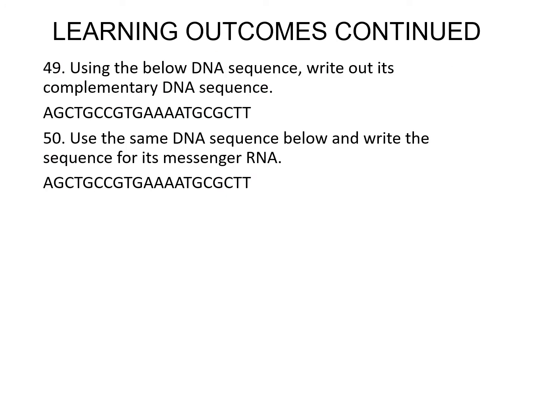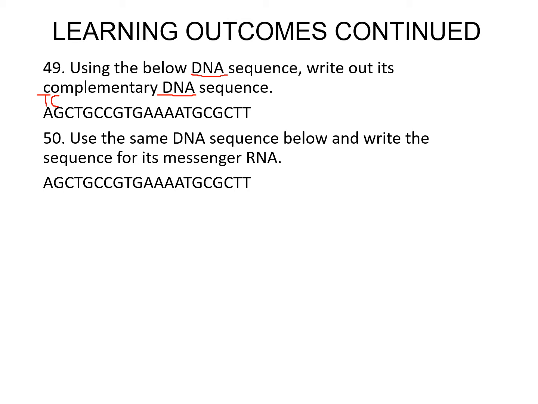And a few more learning outcomes for you. These last two you actually already know. We covered this in Chapter 2 in regards to DNA and RNA sequencing. All it's asking you is to use the below DNA sequence to write out a complementary sequence, or the other side of the DNA sequence. So all it's asking for are the best friends. You already know that A is always best friends with T, and G is always best friends with C, and C with G, and so on and so forth.